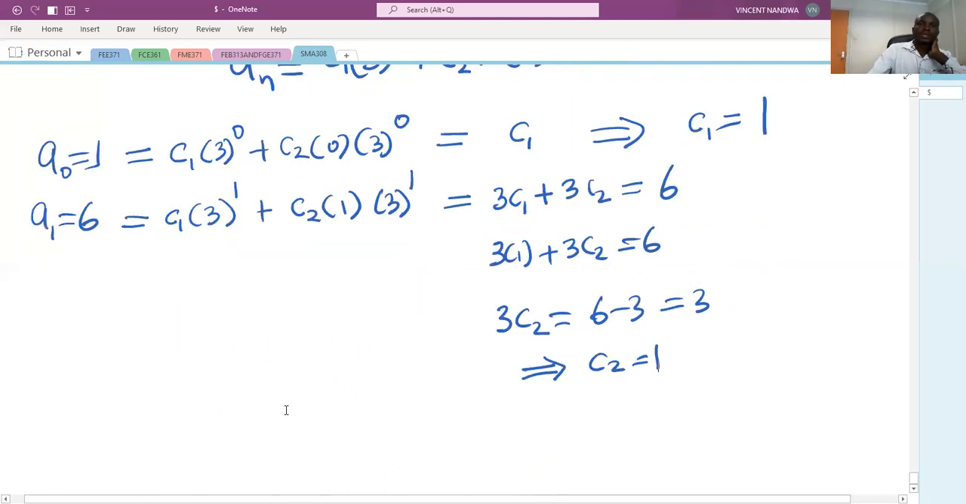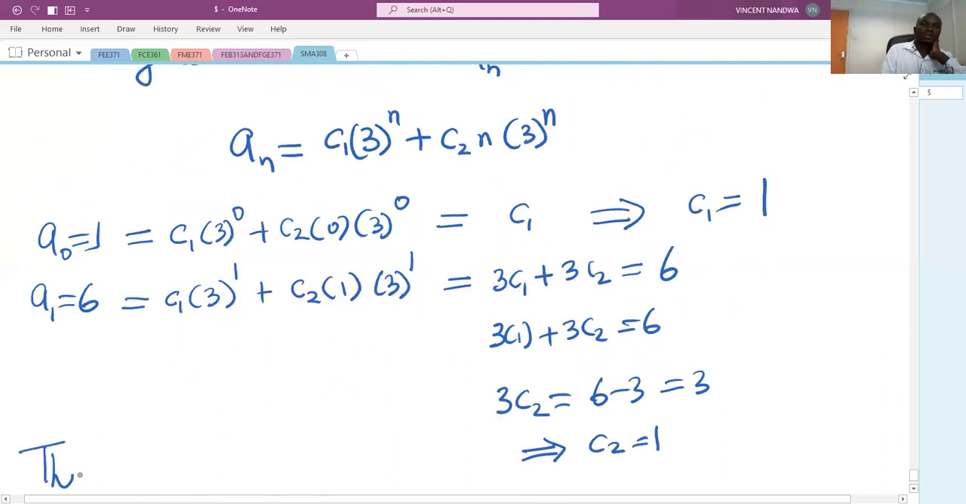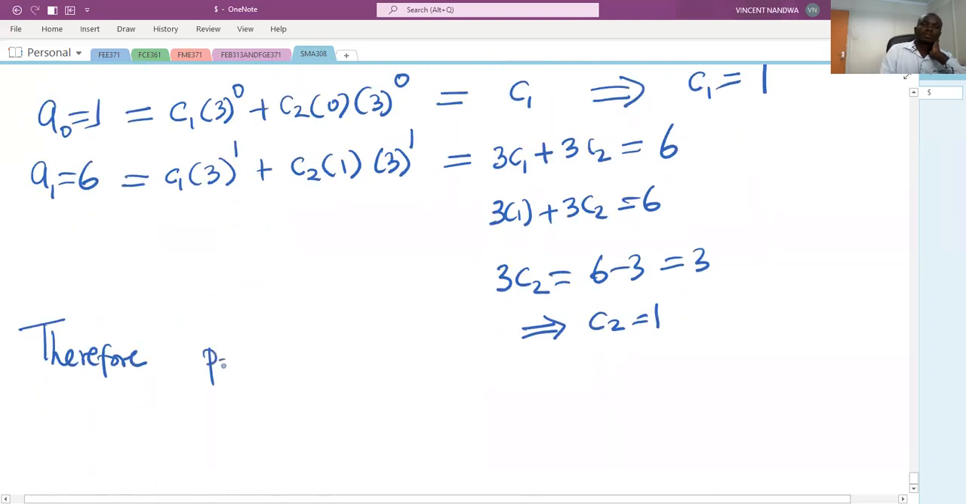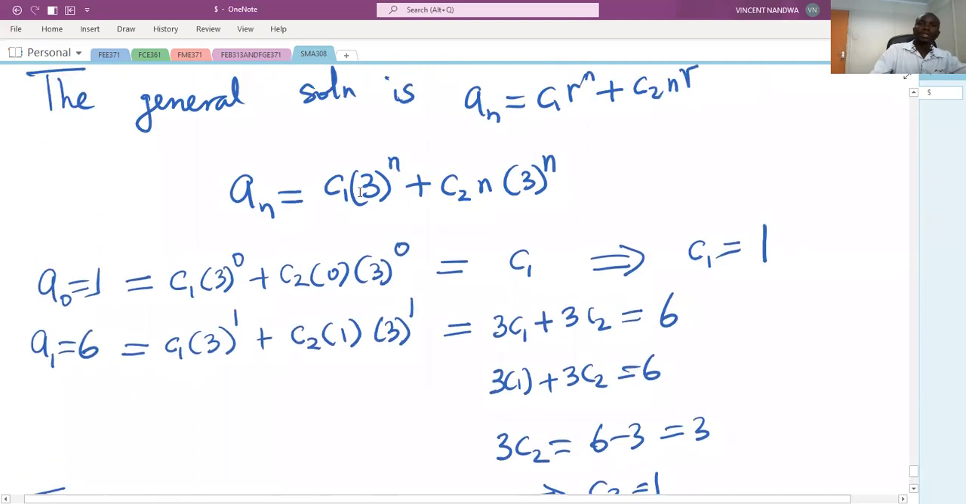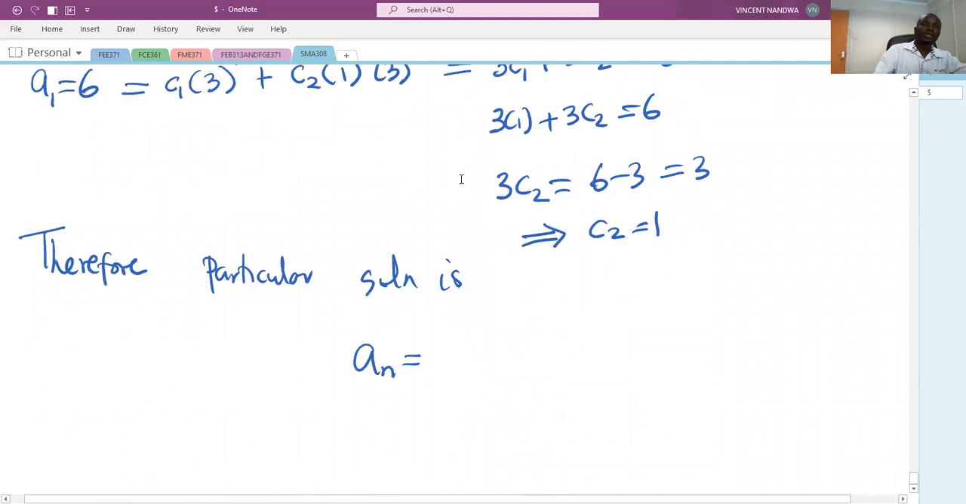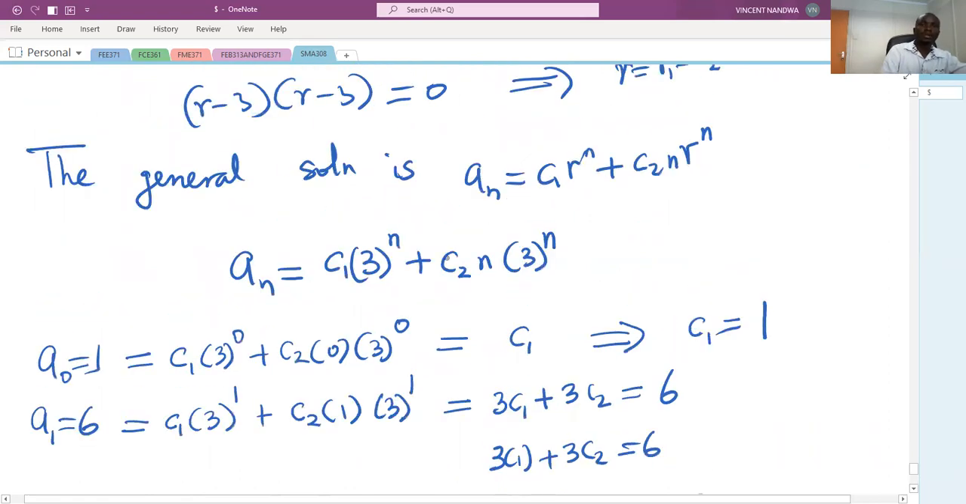So therefore, the specific solution or the particular solution for that problem will be given by a_n is given by, so you see c1 is 1 and c2 is also 1, so just be 3^n plus n 3^n. So that would be the solution to that given recurrence relation, because here is 1, this also 1.